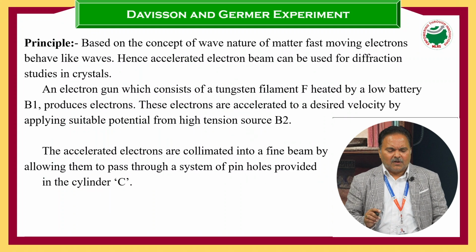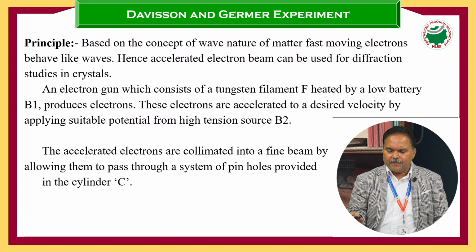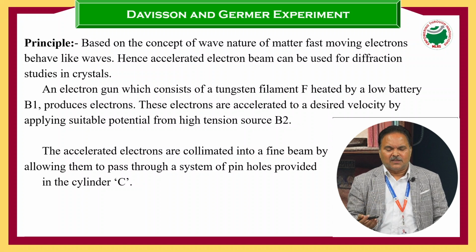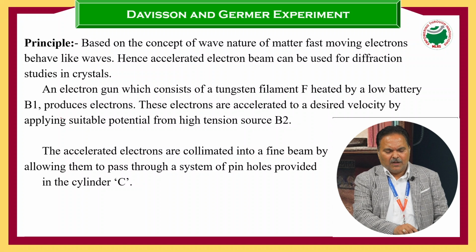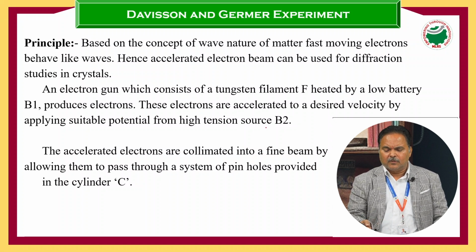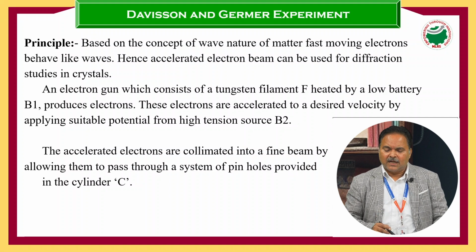Then what is the principle behind this? The principle is the wave nature of matter: moving electrons have a wave nature. That means electrons moving with velocity have a wave nature. That is the basic principle of this experiment. The electron gun consists of a filament heated by a low battery, B1, which produces electrons. These electrons are accelerated to the desired velocity by applying a suitable potential from the high tension source, B2. The accelerated electrons are then collimated into a fine beam by passing through a system of pinholes provided in the cylinder C.